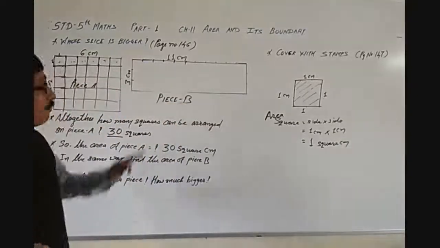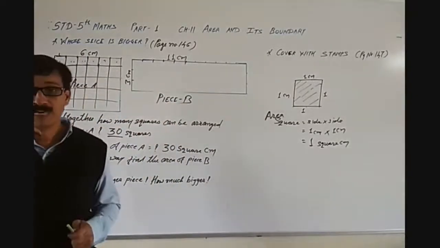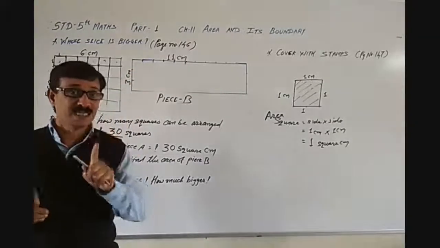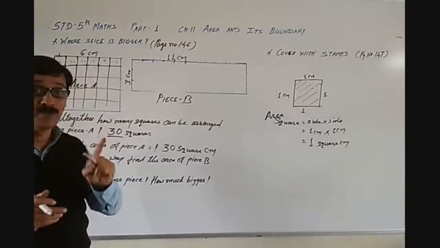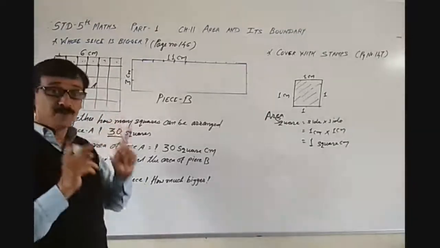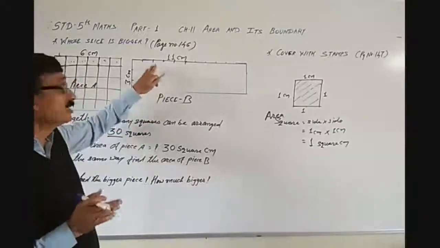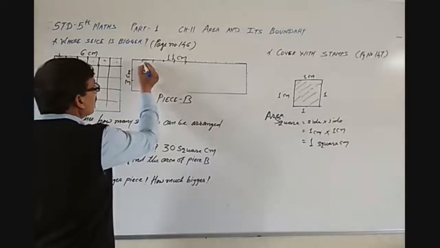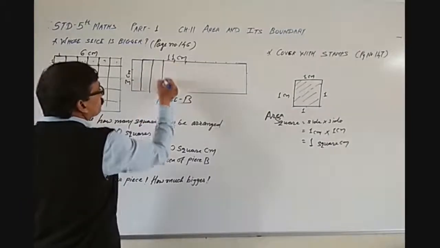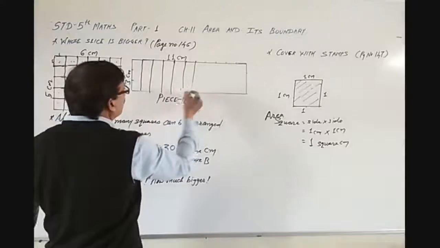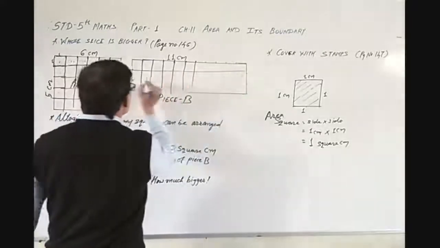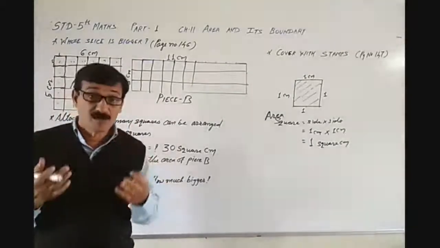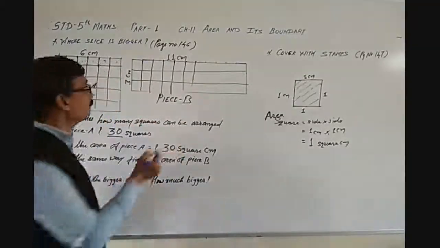If we want to find out the area of piece B, then what shall we do? We should find out how many squares of area 1 square centimeter can be arranged in this. And to find that out, we should draw these lines. So draw like this and like this. See, I am not doing it very perfectly, otherwise it will take more time. That is why I am doing it roughly.